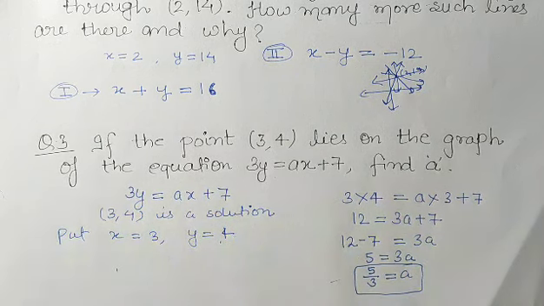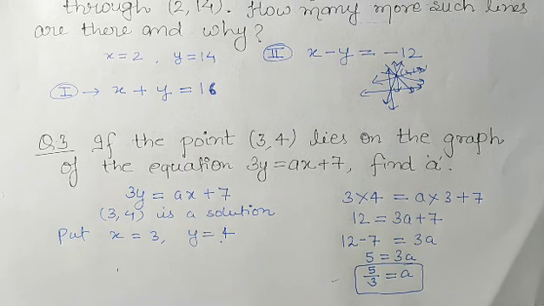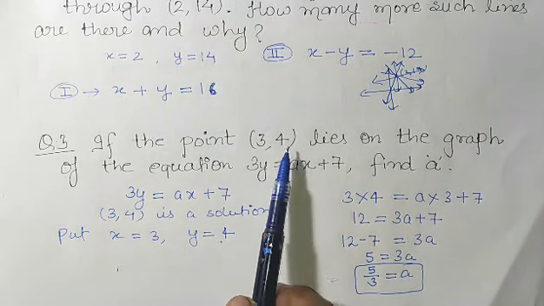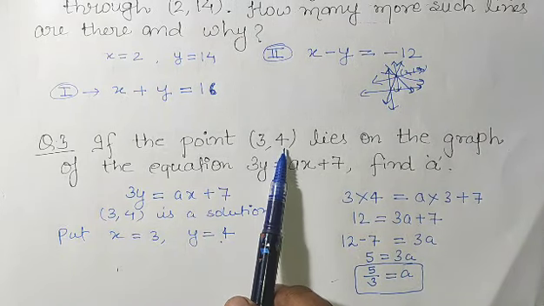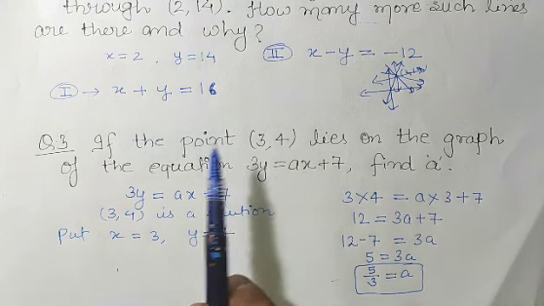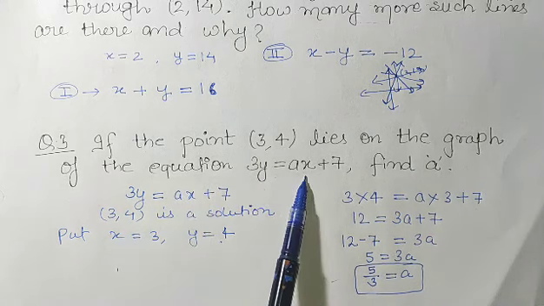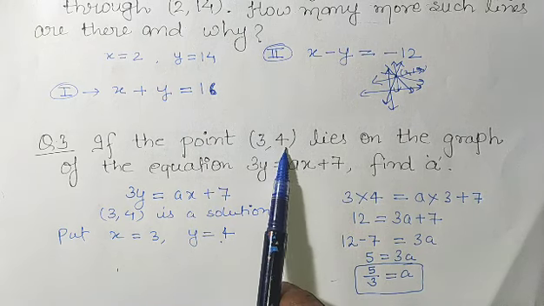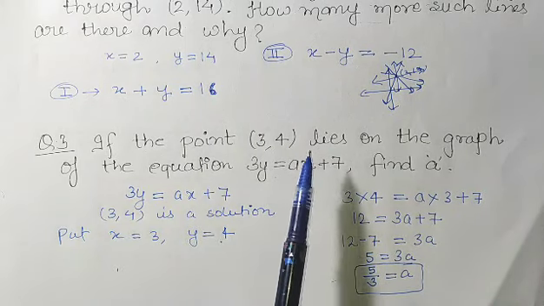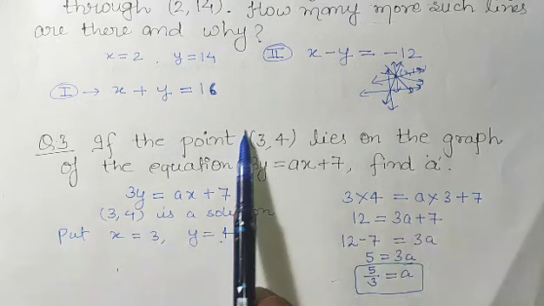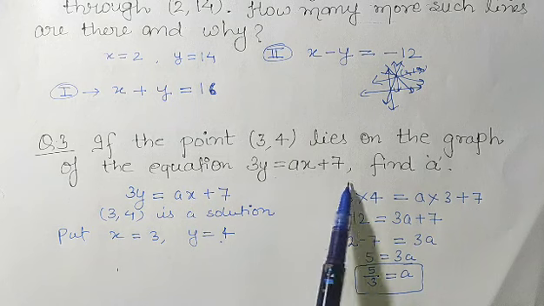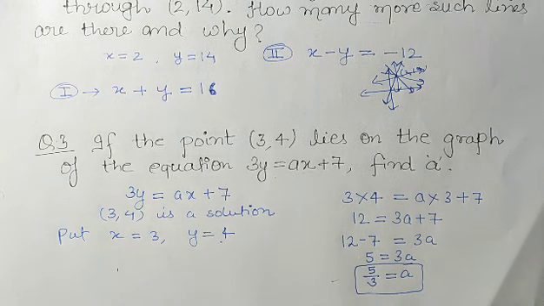The only thing that is important in this question is that you have to understand the concept that if this line passes through this point, or as written in the question, this point lies on this line, both are the same thing. So this will be the solution, and if this is the solution, you can put the values, and for those values you can find the unknown value, that is a.